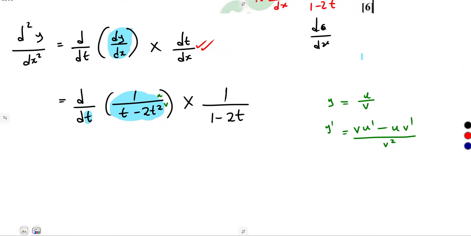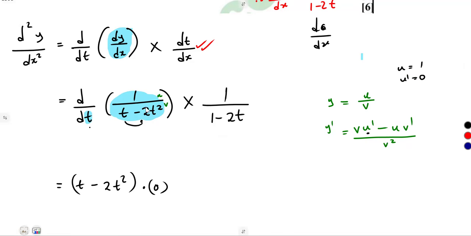So this is it. Meaning to say here, as we are differentiating with respect to t, we are going to have our v, the whole part representing our v, which is t minus 2t squared, times the derivative of u. So u is what? It's 1. Its derivative is what? That's a 0. Okay, that's it.